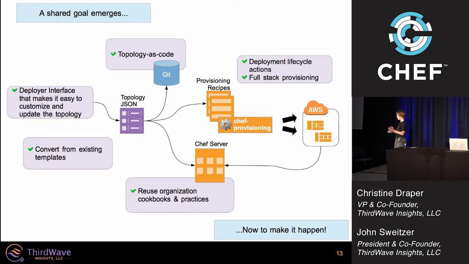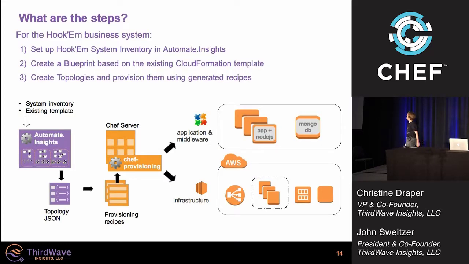So with that shared goal in mind, this is what they did. Now, 3 steps. First step was to set up a system inventory. Fred did this for them, specific to the Hookem team in automate.insights. The second was the Hookem team could then create blueprints from their existing CloudFormation templates. And then the third is they're in a position to start creating topologies and provision them using the generated recipes and Chef provisioning. So I'm going to talk in a little bit more detail about those 3 steps.